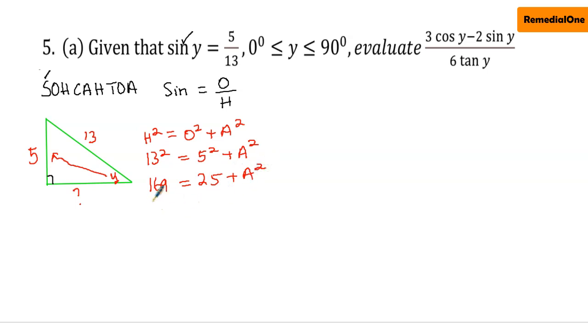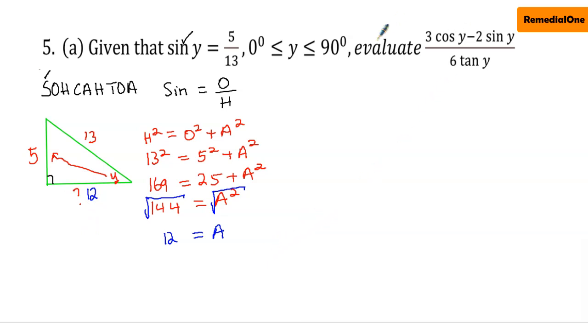adjacent squared. We subtract 25 from here, and that will give us 144 equals a squared. You have to know your perfect squares. This is a perfect square, so you take the square root here, and the square root here, to find your a, and that will give us 12. You can always use a calculator to do that too. Calculator is allowed. So here is 12.